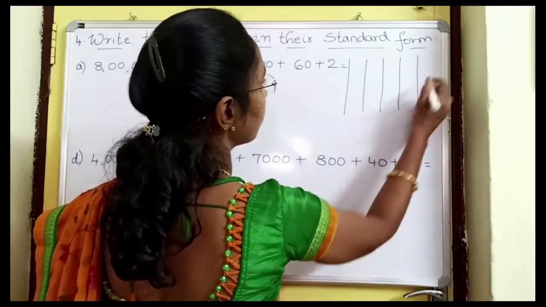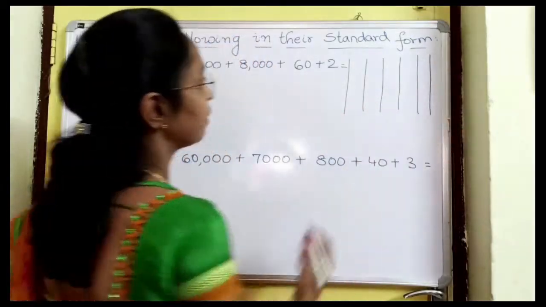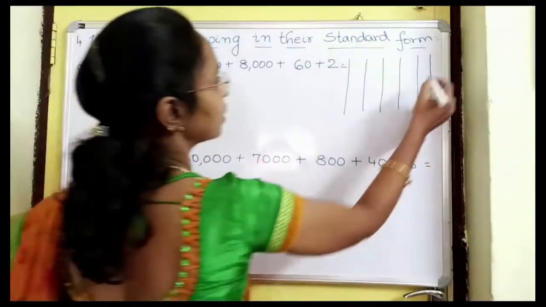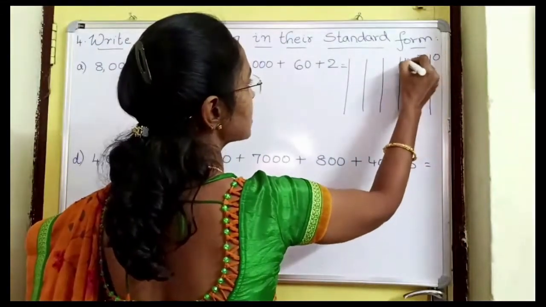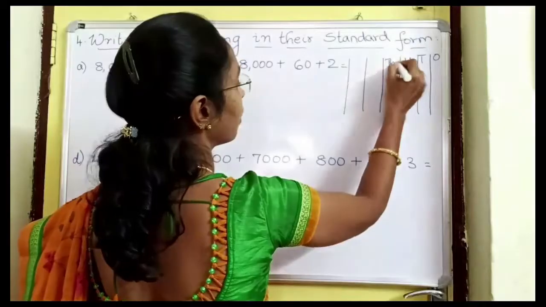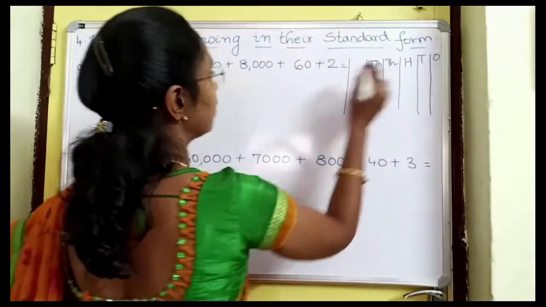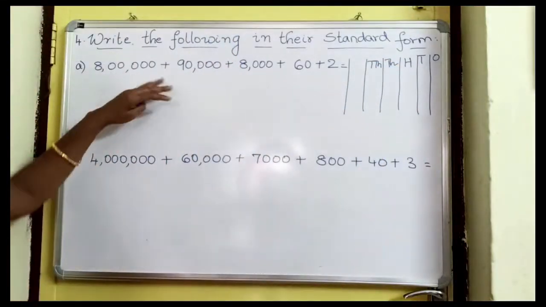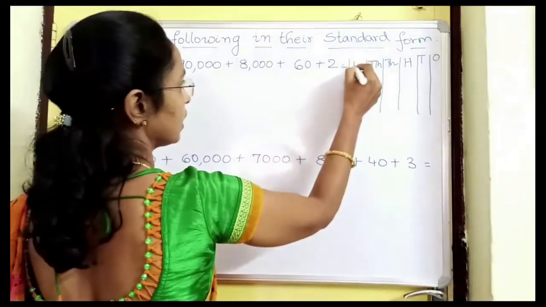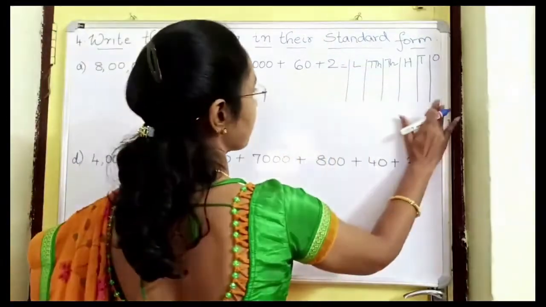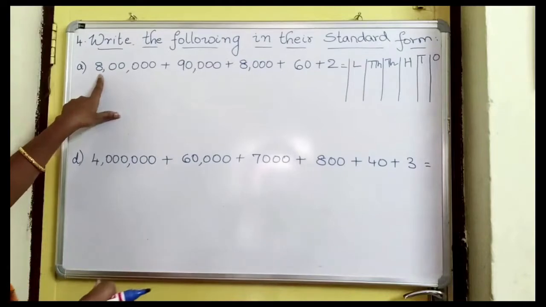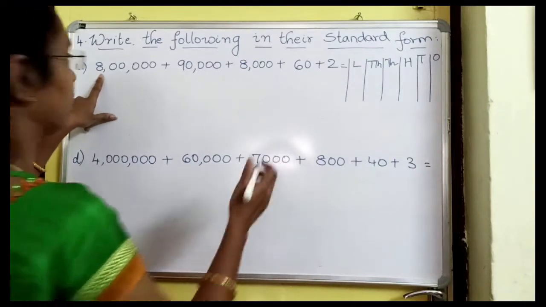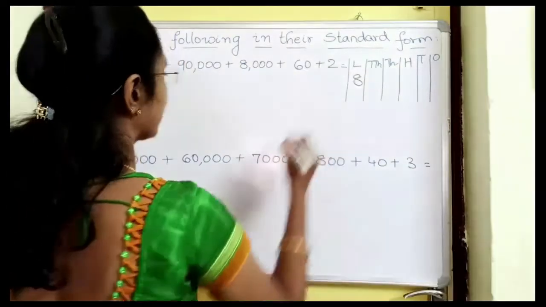1, 2, 3, 4, 5, 6. Now see here, children. This is ones, tens, hundreds, thousands, 10,000s. We have already identified that this is in the Indian system. So this is lakhs, the lakhs place. Now place the numbers. This is the highest place value. This is 8, so write 8 in the lakhs place.